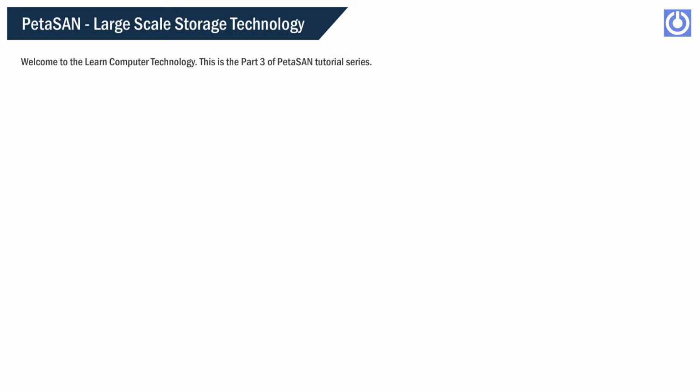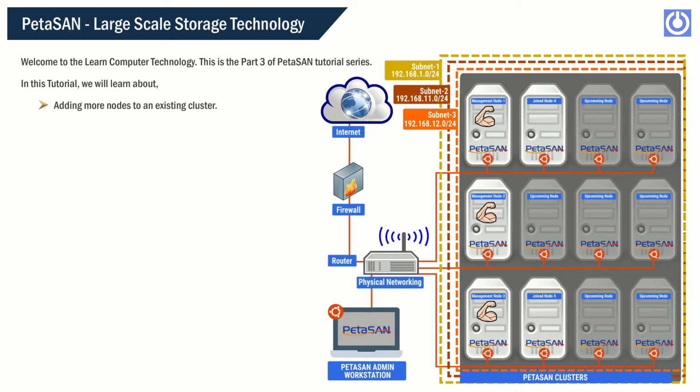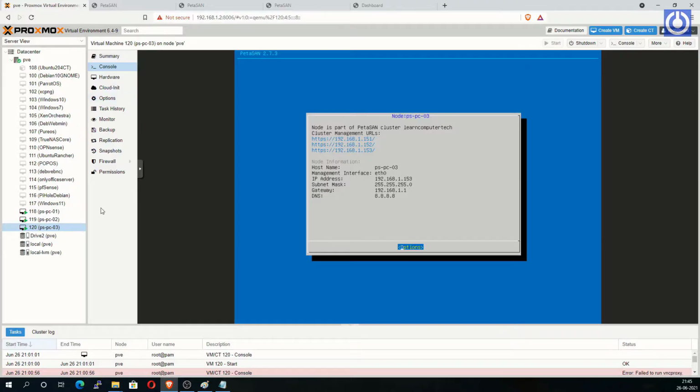This is part 3 of the PetaSAN tutorial series. In this tutorial, we will learn about adding more nodes to an existing cluster, creating a CIFS share, and adding files to it. For this, we need to move to the Proxmox.